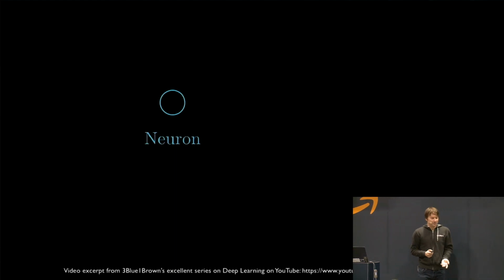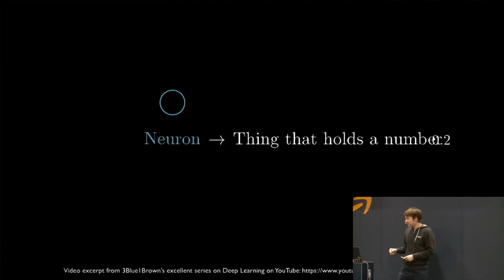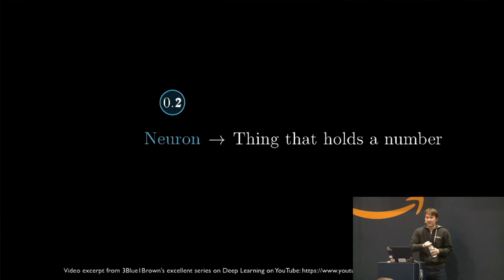So what is a neuron? It is not just a thing that holds a number. It's actually kind of a function.